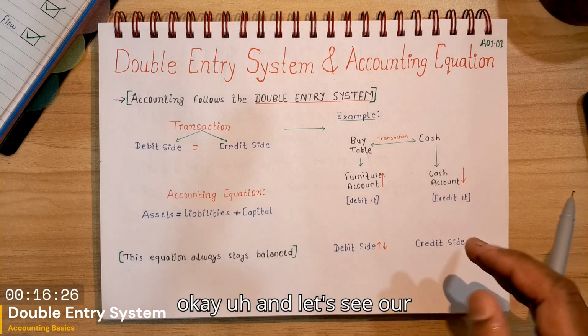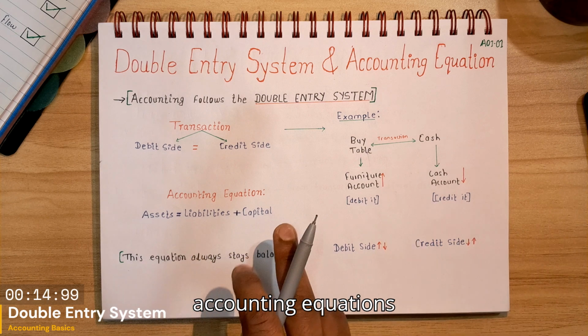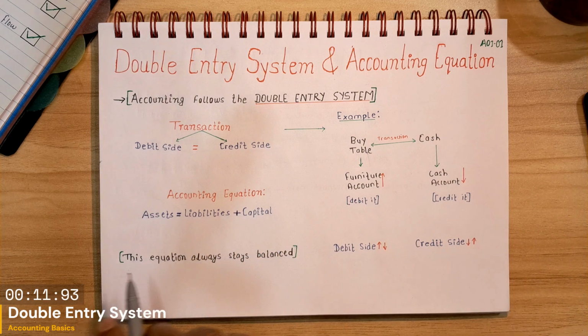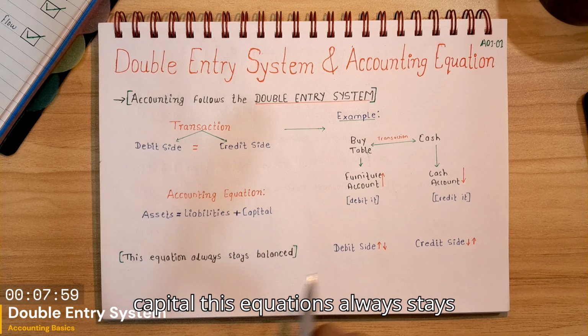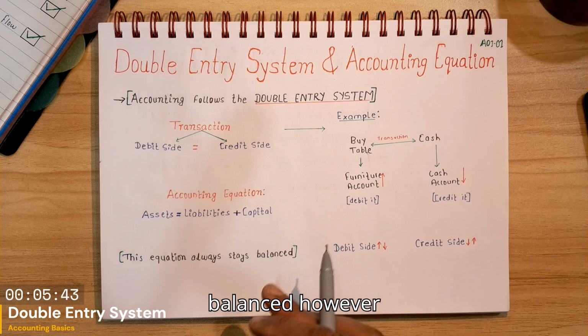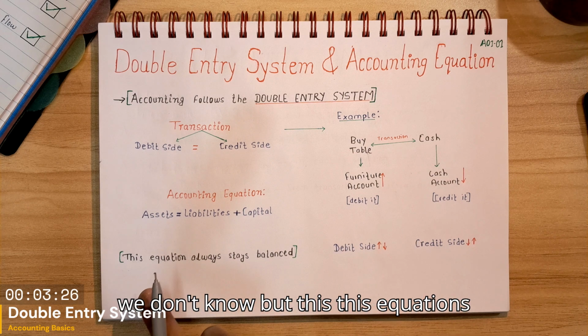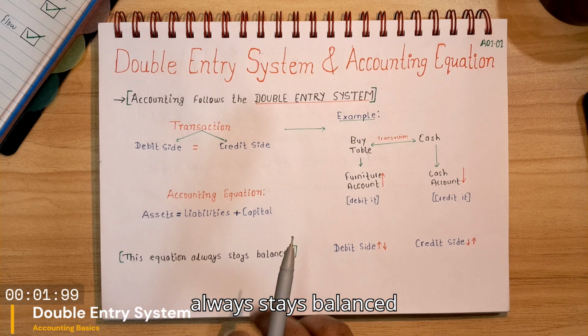And let's see the accounting equation. Assets equal liabilities plus capital. This equation always stays balanced.